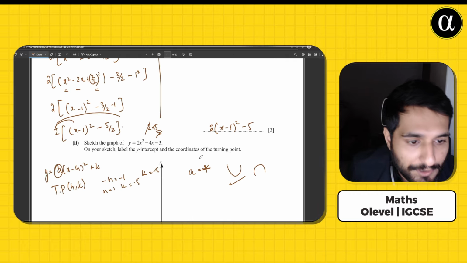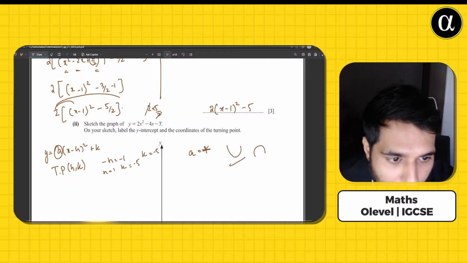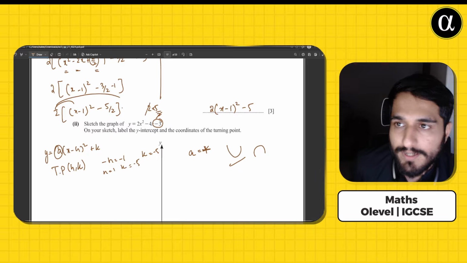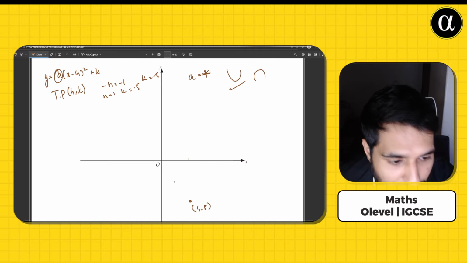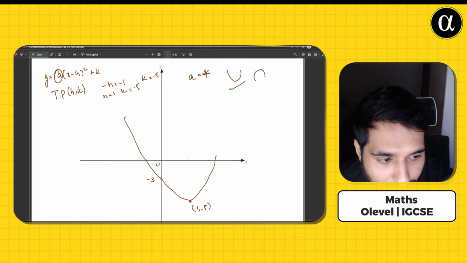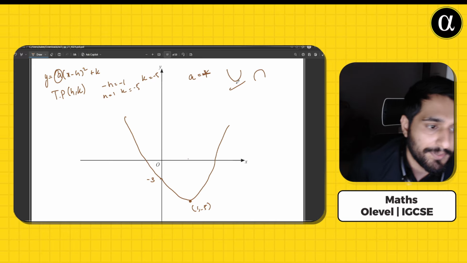But at the same time, we need to find the y-intercept, and the y-intercept is going to be -3. Or the other way is you can plug in x as 0 and you can find the value from here. It's going to be -3, so it has to pass somewhere over here. We've labeled it and we draw a rough sketch of the graph like this. Now this is going to be the quadratic graph.